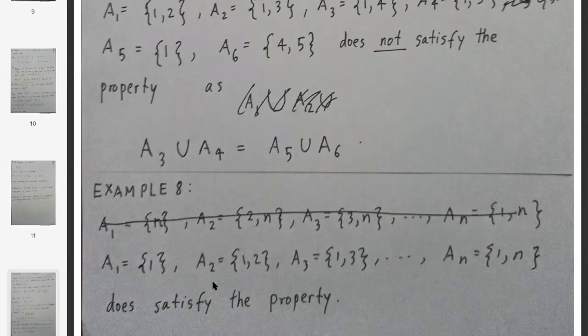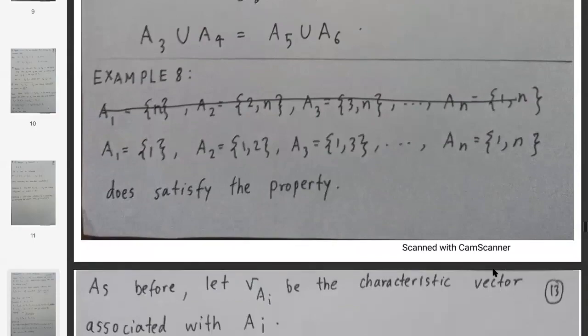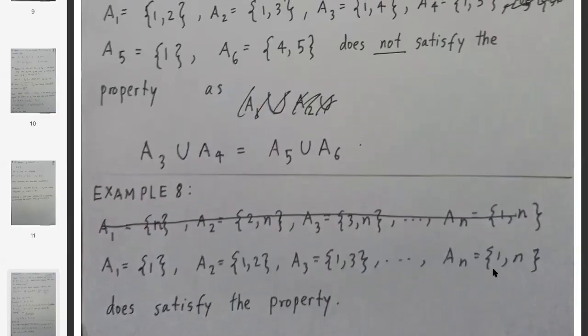In other words, there do not exist indexing sets I, J, non-empty and disjoint, such that the union over i in I of Ai is equal to the union over j in J of Aj. So these sets do satisfy the property, and there are exactly n of them. And that's important. So we know that n is possible. So can you get more than n? We will see shortly that no, in fact, this is a maximal counterexample, meaning you cannot do better than this.